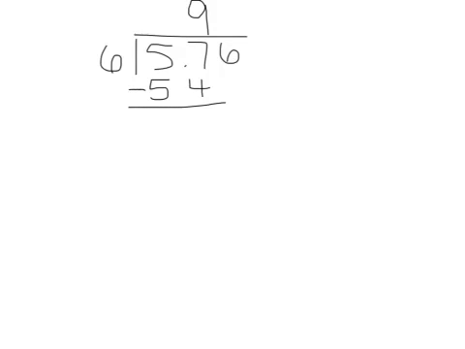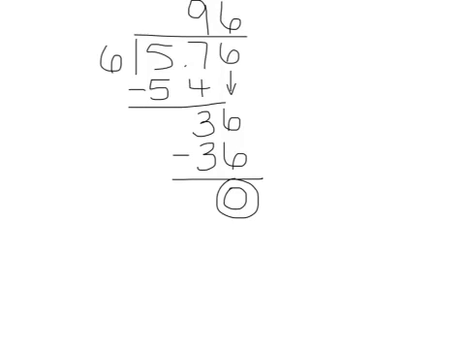5 and 76 hundredths divided by 6. Take a moment, hit pause, and solve it. 6 times 9 goes into 57, 54 times, with a remainder of 3. Bring down the 6. Now I have to ask myself, how many times does 6 go into 36? It goes in 6 times. 6 times 6 is 36. Subtract, 0, so I'm done. Where's the decimal? I'm going to raise it up and put it here.